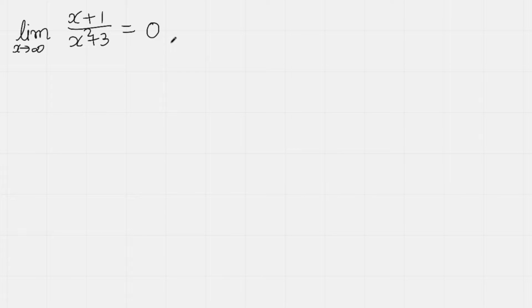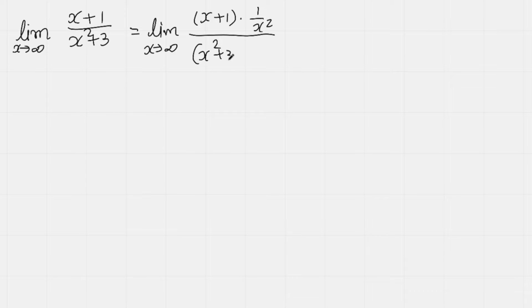Now let me show you the whole method. How can we get this equal to 0? So this will be equal to the limit as x approaches infinity. Now since the largest power of the variable in the denominator is 2, we will divide the whole function by x². So (x + 1) times 1 over x², and here (x² + 3) times 1 over x².